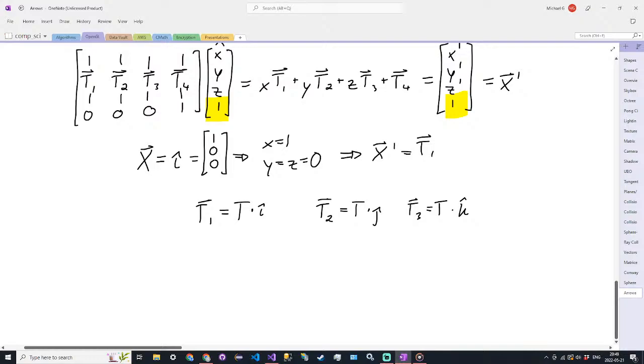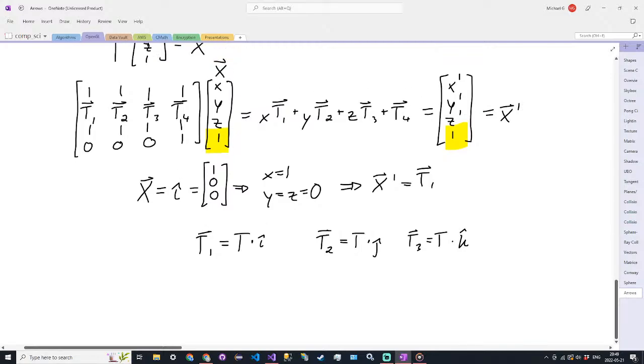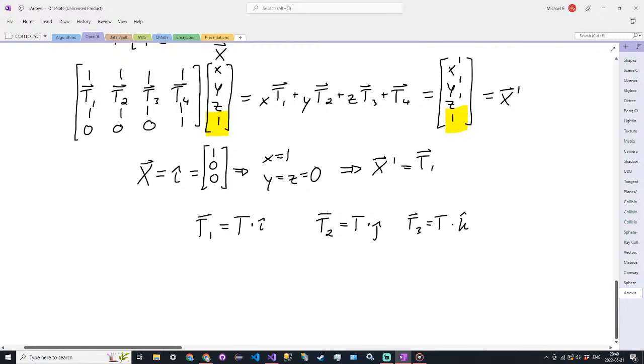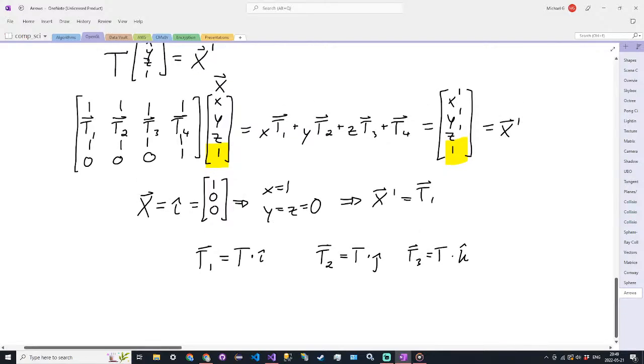So again, how does this help us? Well, we know now how to specify a transformation for each unit vector and how to construct a transformation matrix based on that. T4 we'll get to in a second, but let's just assume that T4 is just all zeros for now. So we now know how to build a matrix that will transform each of our unit vectors into their target places.